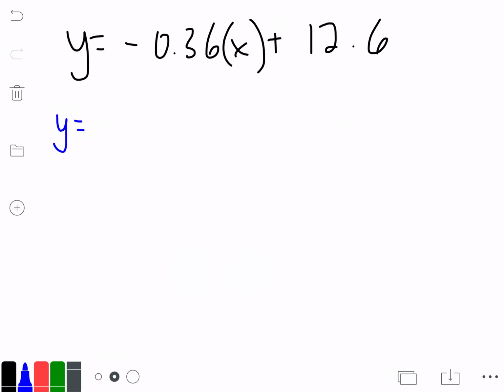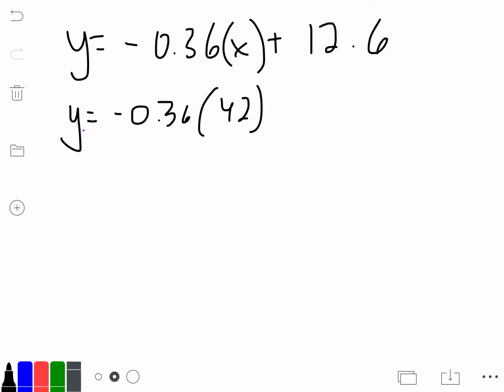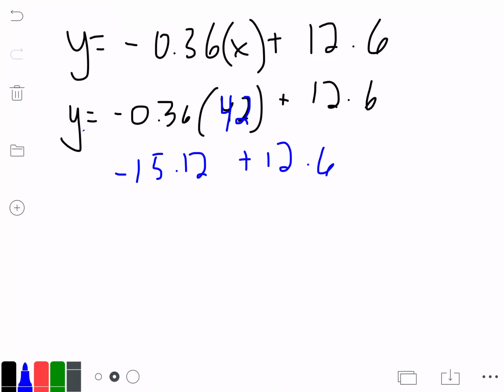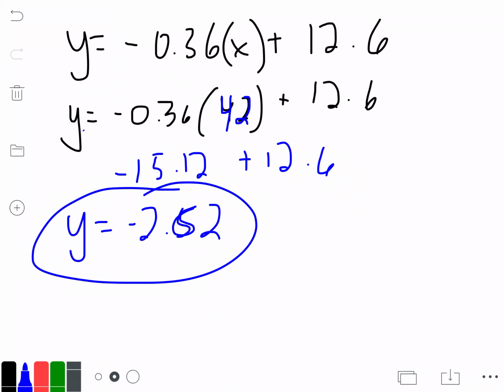So 42 is what we plugged in for our x. Now we just solve this. 42 times negative 0.36 is going to be negative 15.12, plus 12.6, so negative 2.52. So our answer should be y equals negative 2.52.